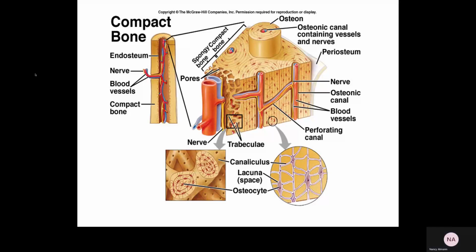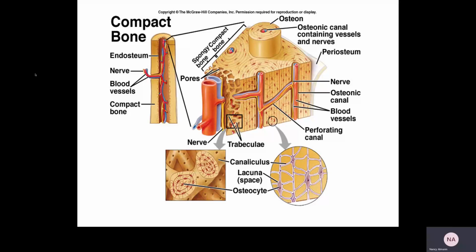Osteons are specific to compact bone. 100% of the time, if you are talking about osteons, you are talking about compact bone. Let me repeat that. When you hear the word osteon, you are always talking about compact bone.